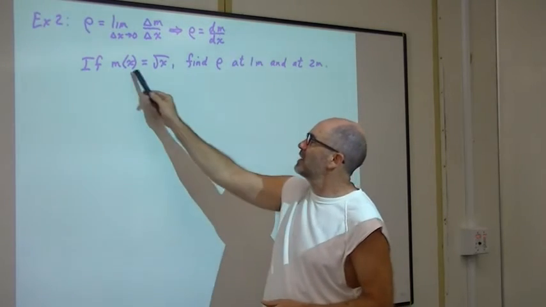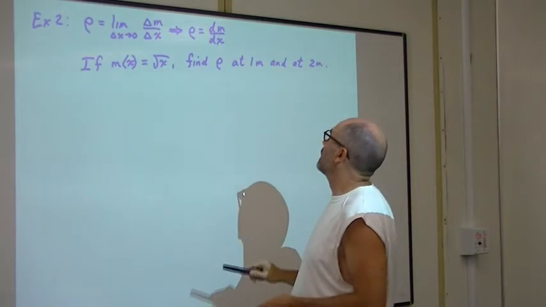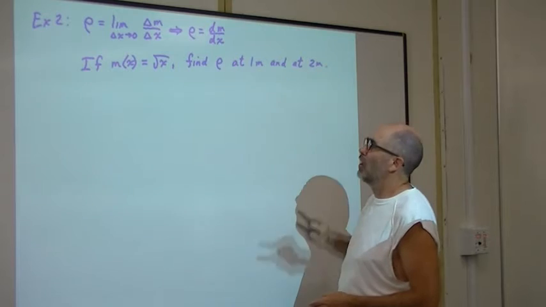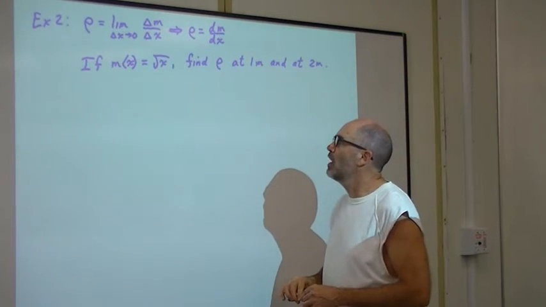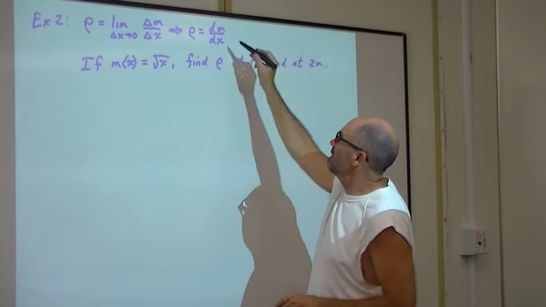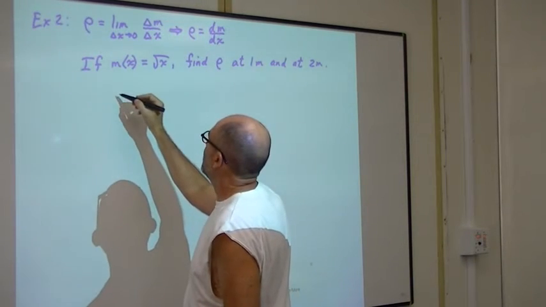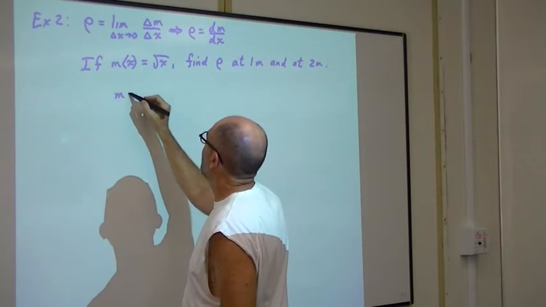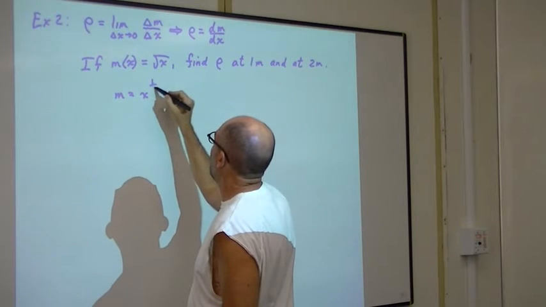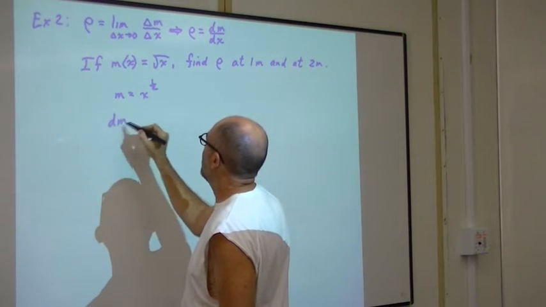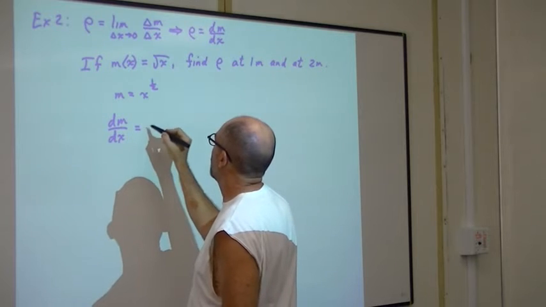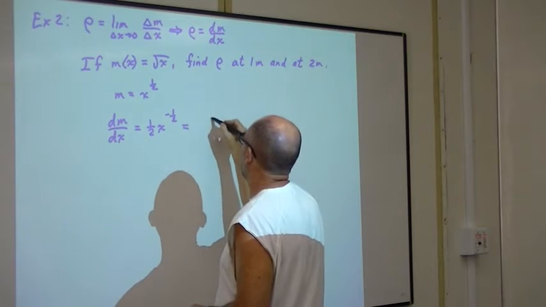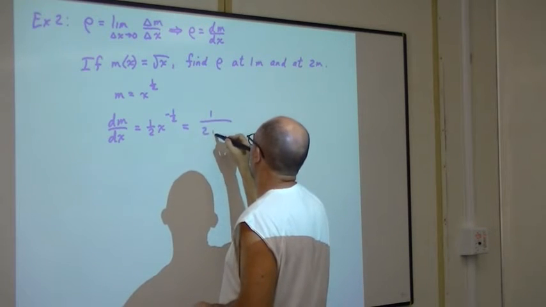So if my mass equals the square root of x, what I want is rho at these two different distances on the rod. Okay, so first thing I do is if I want dm dx, then basically I need the derivative of mass. So mass is going to equal x to the 1/2 power. That means dm dx equals 1/2 x to the negative 1/2 power, which equals 1 over 2 square root of x.